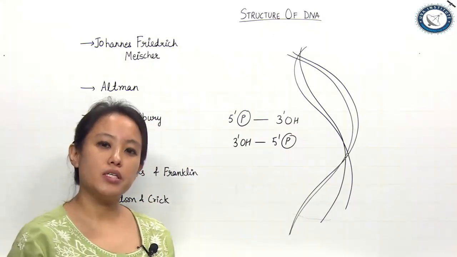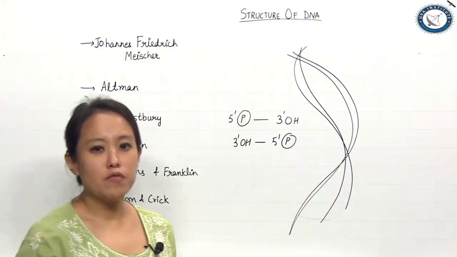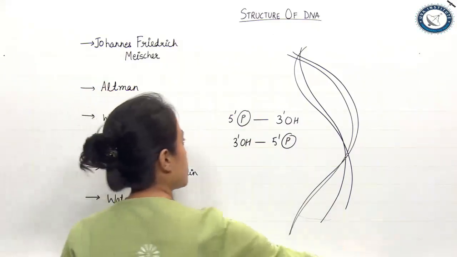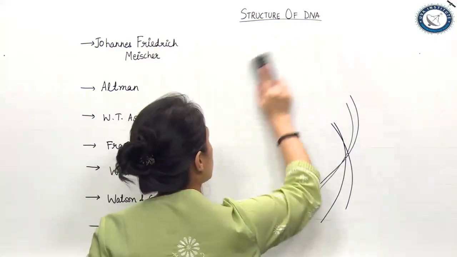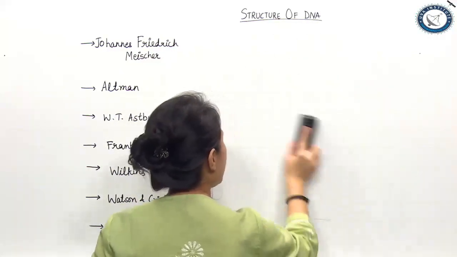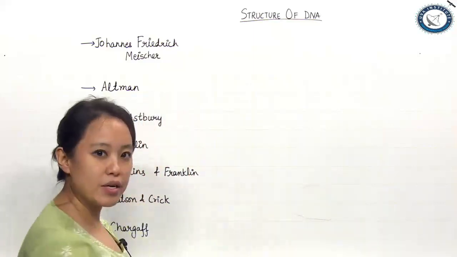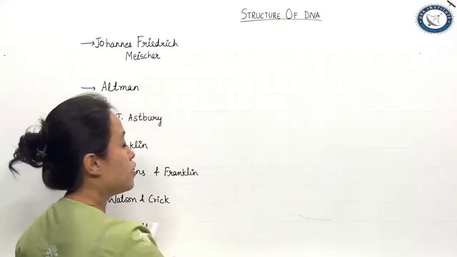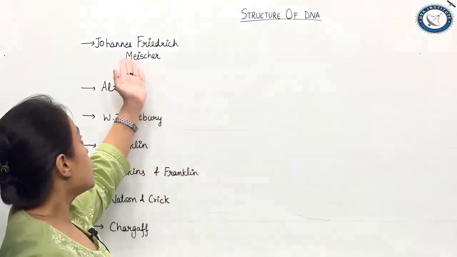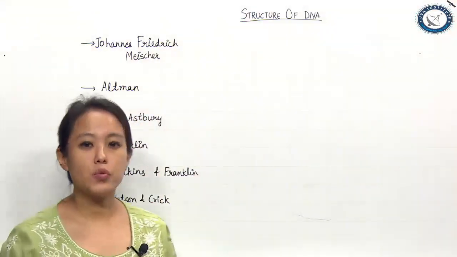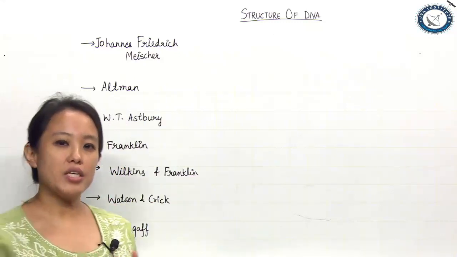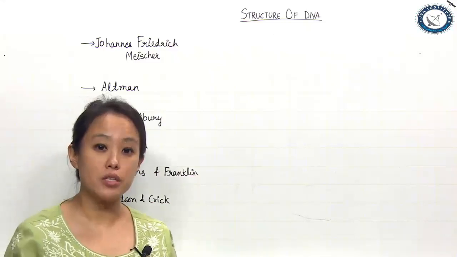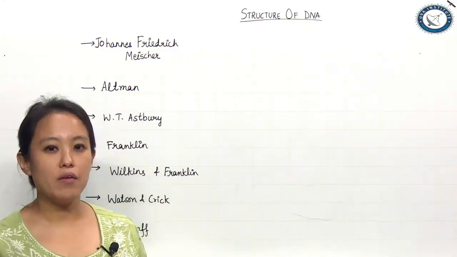But in order to understand the structure of DNA better, we have to deal with these scientists. These are the scientists who actually helped us understand the biochemical, the chemical nature of DNA. So let's start with the first person. It was Johannes Friedrich Miescher. He was the first person who identified a material which has the property of genetic inheritance. But of course, he did not have a name for it.